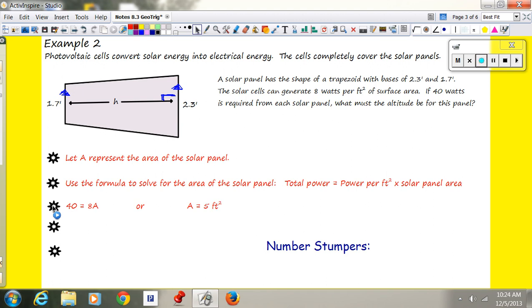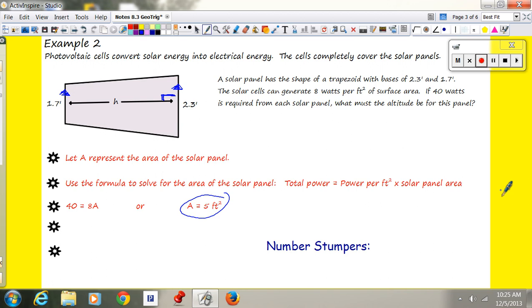If I plug in 40 and an 8 and an A, because my area stands for A, my power per square foot is 8, my total power was 40, so 40 equals 8A. If I divide by 8, my area is 5 square feet. That's the area. Area, 5 square feet.